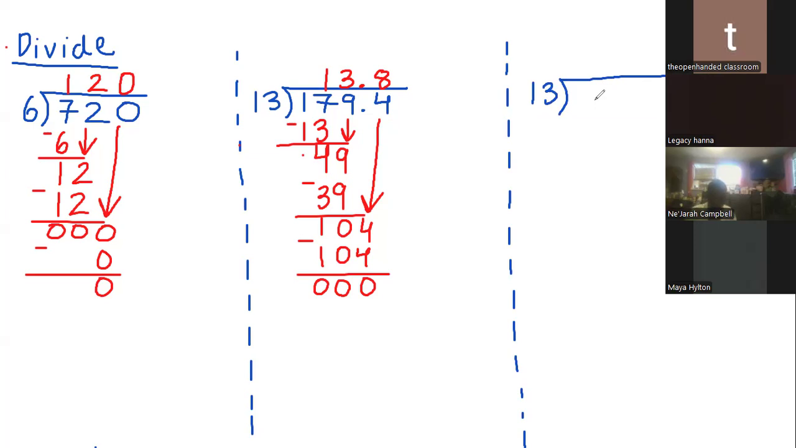So this is going to be 1. So we say 13 times. Okay, so 13 into 189.8.